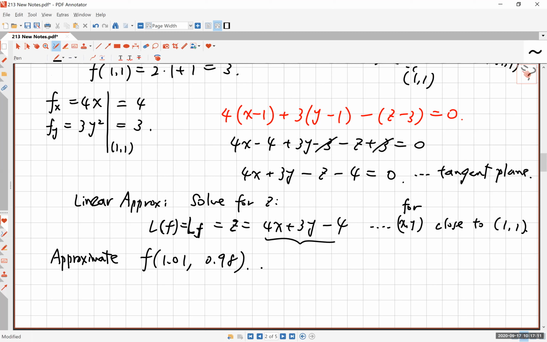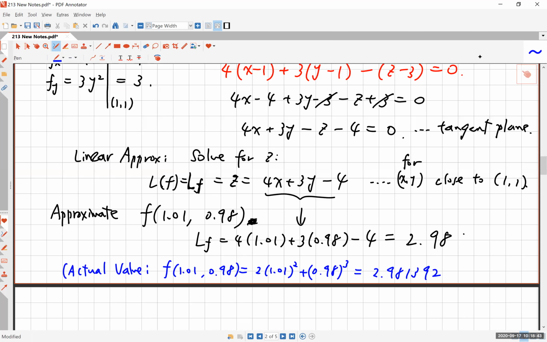Okay, you notice here, all you have to do really is plug in. So L sub f is equal to 4 times 1.01 plus 3 times (0.98 minus 1). All I'm doing is just plugging in here. And then all you have to do is calculate this. Okay, so the linear approximation gives you the value of 2.98.